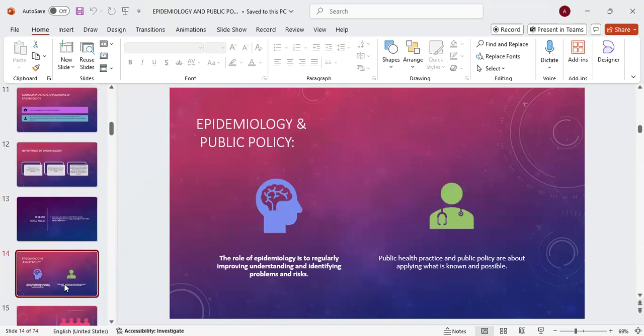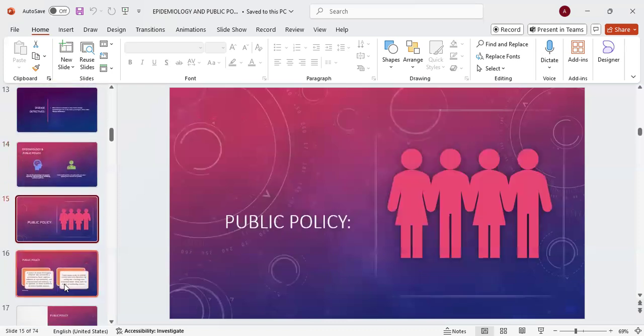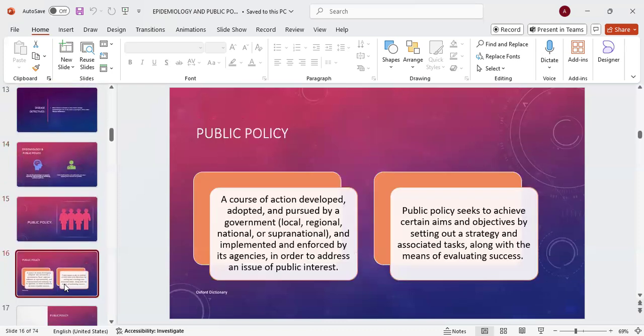Epidemiology and public policy. The role of epidemiology is to regularly improve understanding and identify problems and risks. Public health practice and public policy are about applying what is known and possible. Public policy: a course of action developed, adopted, and pursued by a government that may be local, regional, national, or supranational, and implemented and enforced by its agencies in order to address an issue of public interest.